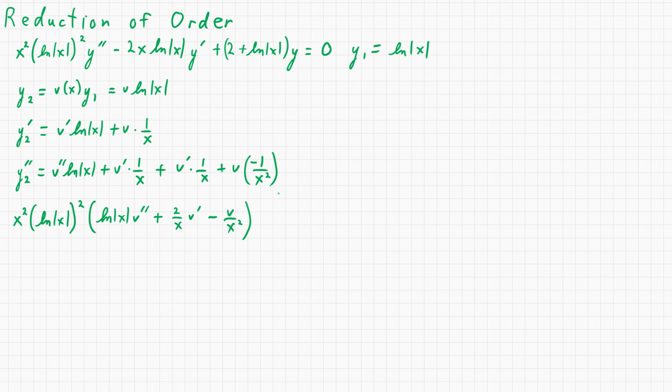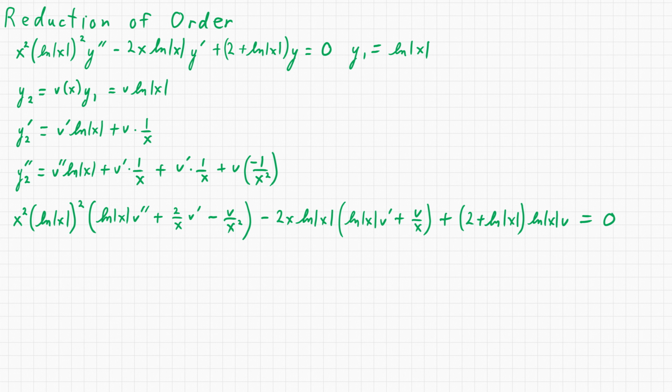Now I've got the minus 2x natural log absolute value of x times y2 prime. That's natural log absolute value of x times v prime plus v over x. Then the last term here, I've got 2 plus natural log absolute value of x, all times y2. So that's just natural log absolute value of x times v. And now all of this has to equal 0 from the original ODE.